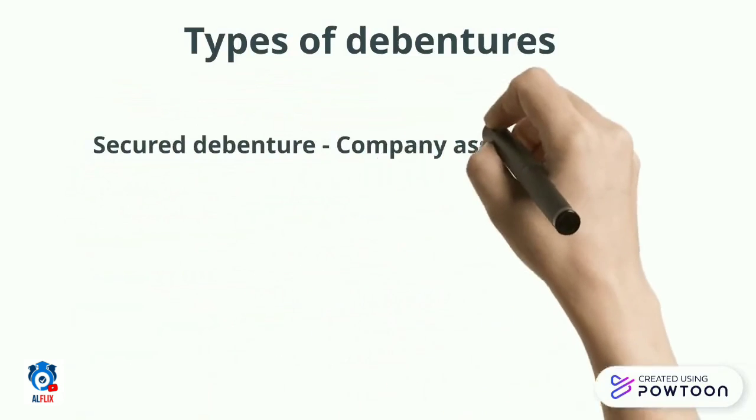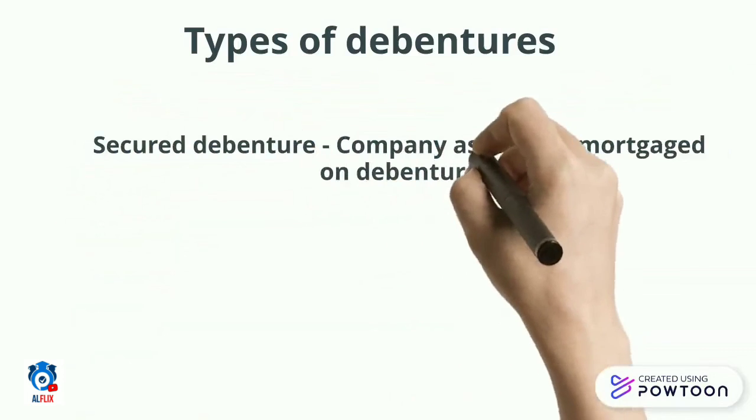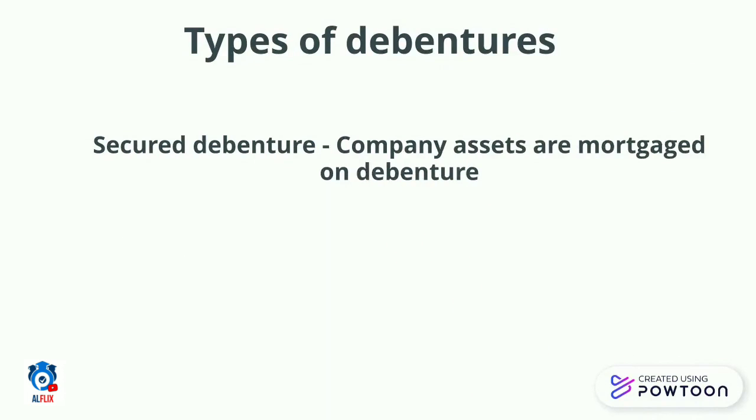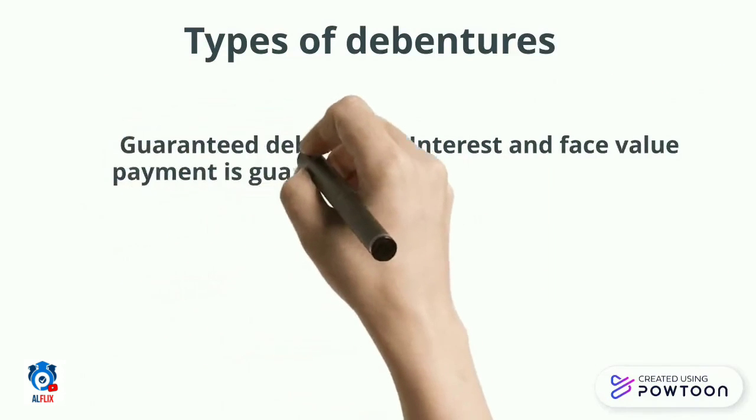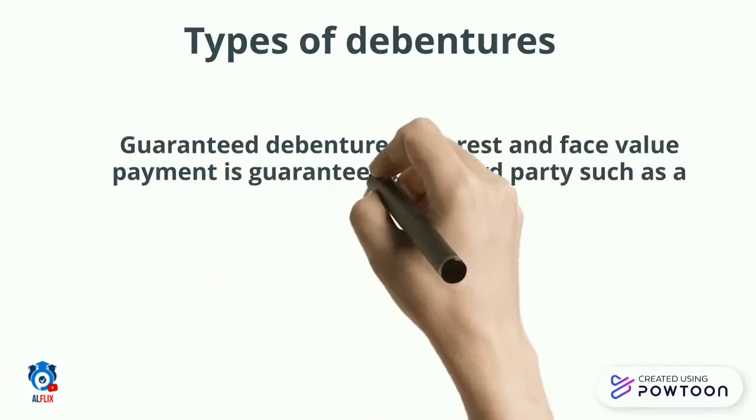Secured debenture, company assets are mortgaged on debenture. Guaranteed debenture, interest and face value payment is guaranteed by a third party such as a bank.